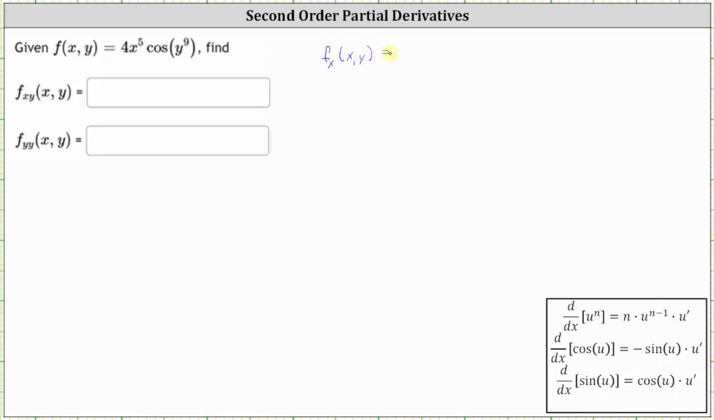ninth as a constant, and since the derivative of 4x to the fifth with respect to x is 20x to the fourth, the partial of f with respect to x is 20x to the fourth times cosine y to the ninth.